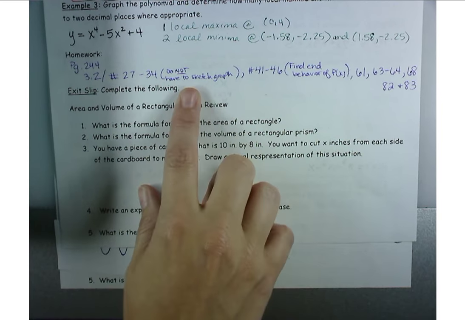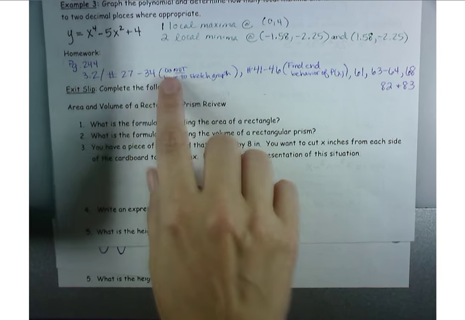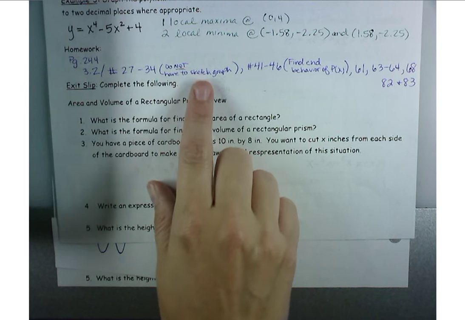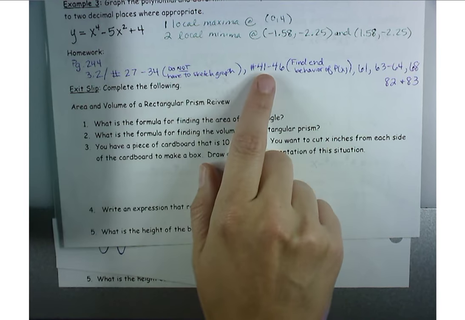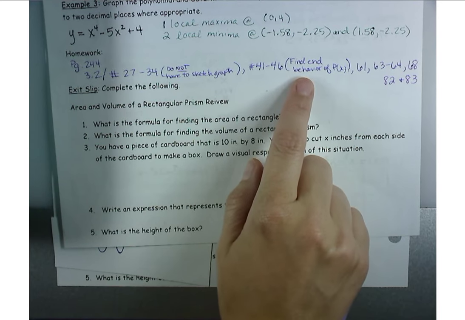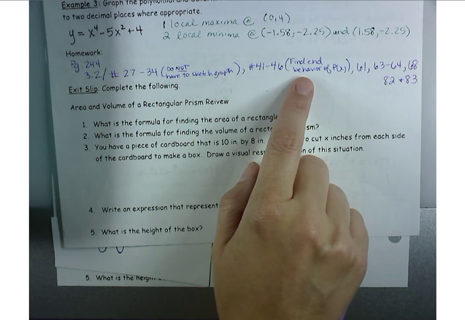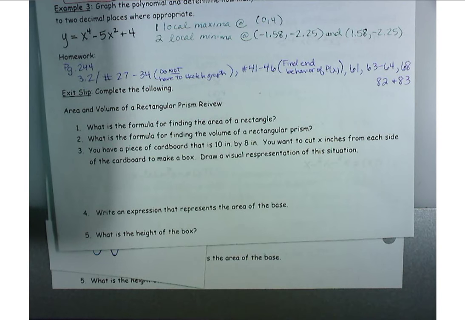Go ahead and look at this carefully because I'm giving you some special directions. For 27 through 34, you do not have to sketch the graph. For 41 through 46, what I want you to do is find the end behavior of P of X. So you're just finding the end behavior of P of X. And for the rest of them, follow the directions as written.